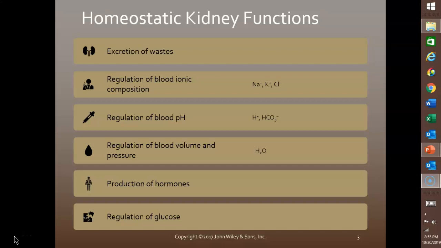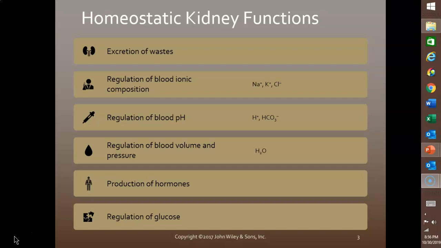But the kidneys are also going to produce erythropoietin. And erythropoietin stimulates the production of red blood cells. It's going to be released when blood oxygen levels are decreased. It travels to the bone marrow, and then of course the bone marrow is stimulated to make more erythrocytes, which can carry more oxygen on the hemoglobin.